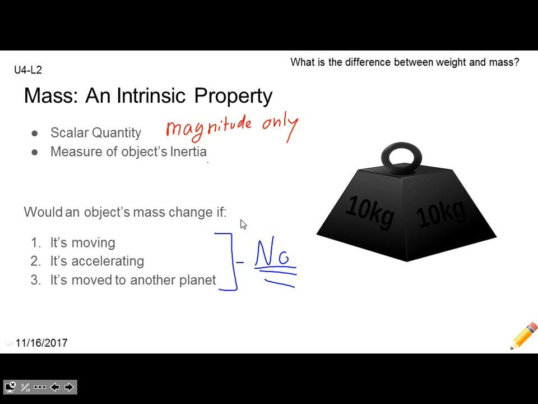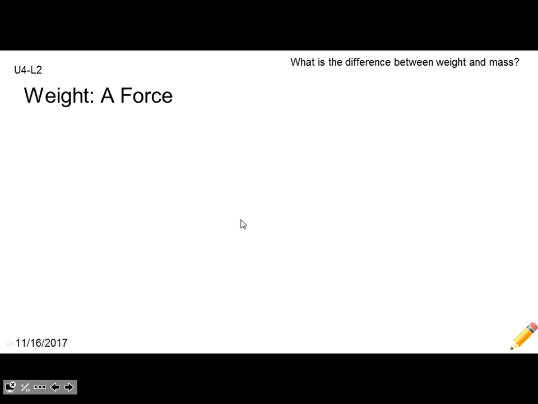All right, now weight, we're going to need to contrast weight with mass. So weight is a force. If weight is a force, what kind of quantity is it? It would be a vector. All right. Melissa, what does it mean that it is a vector? It has direction and magnitude.